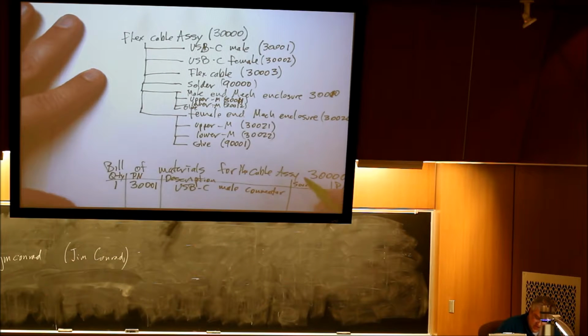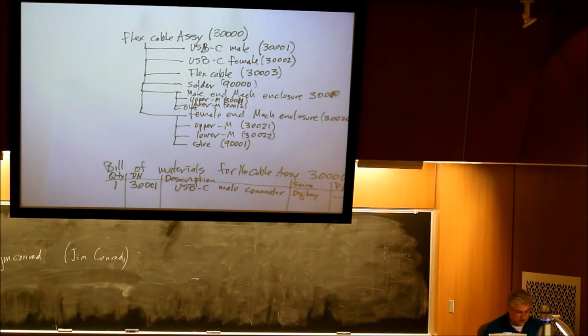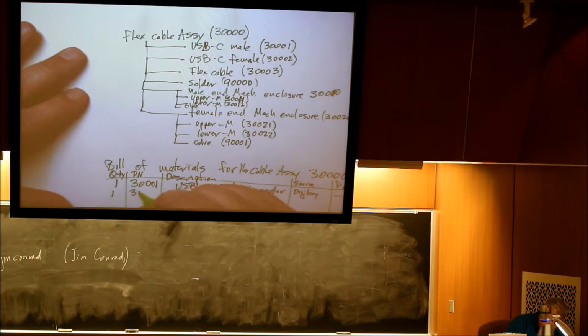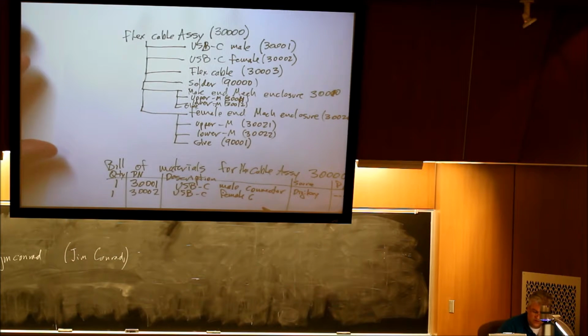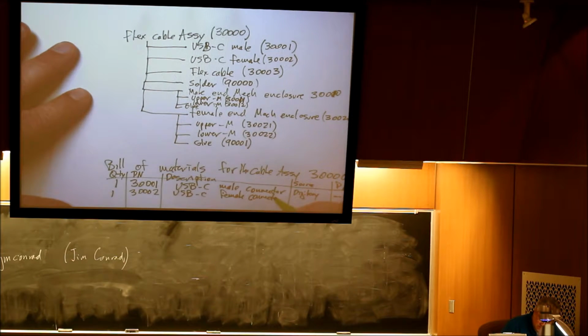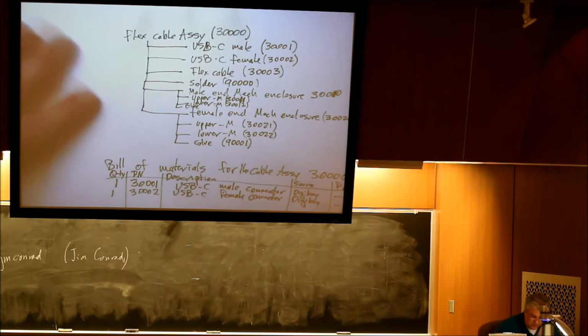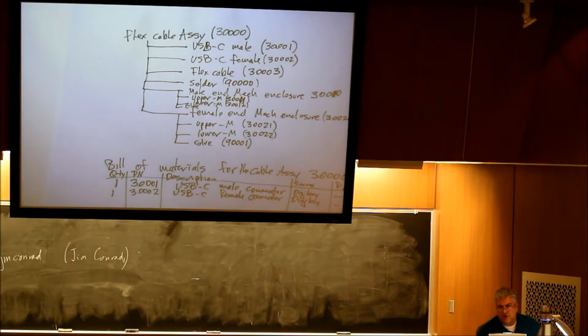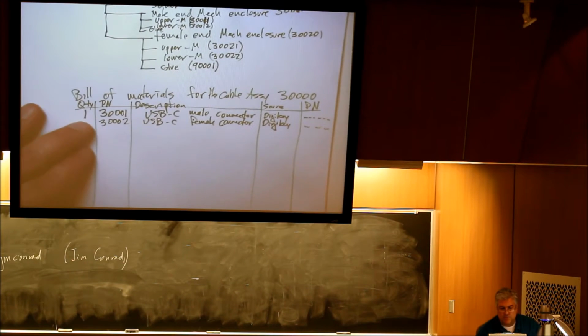So in this case, you're going to say I'm going to DigiKey, and their part number is blah, blah, blah. All right? Part 1, 30002, USB-C female. This would be connector or socket? Oh, it doesn't matter. We'll just call it that. And this comes from DigiKey as well, with some part number, et cetera, with all the other parts, and this will make up your bill of materials.